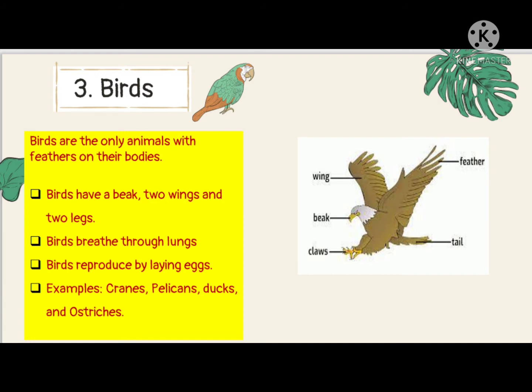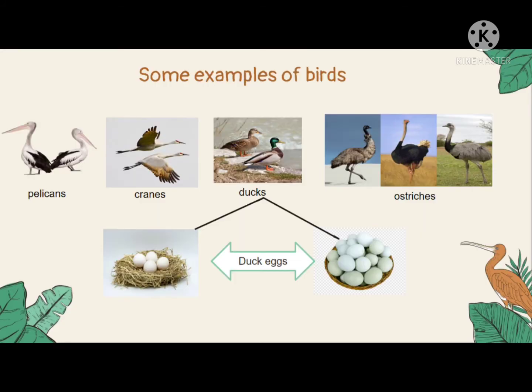Okay, look at the picture. This is an eagle, which has wings, feathers, beak, claws, and tail. Some examples of birds: pelicans, cranes, duck, then ostriches.